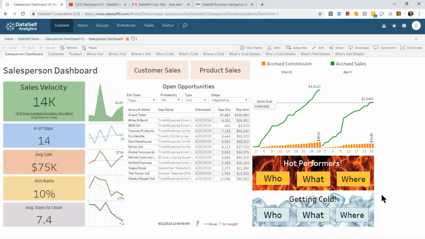The bottom area is very popular for sales-driven companies because typically they have recurring customers or they're selling products and services on a recurring basis. And the idea here is to see the hot and getting cold performers. Like, who's hot? What products are hot? What territory is hot? Or who's getting cold? What products are getting cold? And here you just point and click. I'm going to click who's hot.